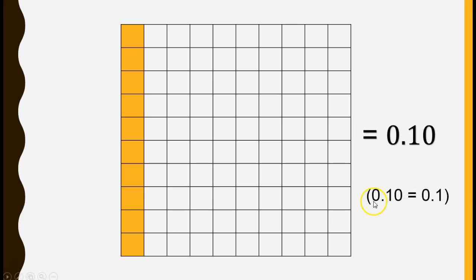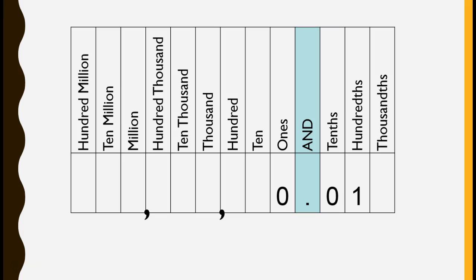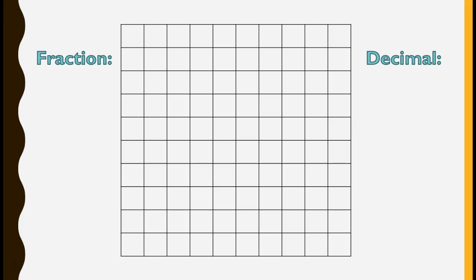And that's why when you're writing decimals, if you have a 0 at the end, a lot of times you can just not include that. You could delete that off because it represents the same exact thing. All right, so how would you represent this digit on a grid? Just like in the model that we just used, how would you represent this number? So let's first put it on our place value chart so we can look at what it is. It's 1/100ths.